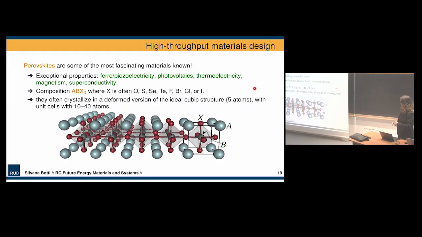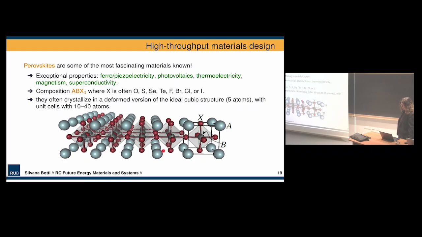So what we did some years ago, and I want to show you this example because it's also a nice example of interaction with experiments, we started with this ABX3. This is the cubic perovskite, the smallest possible unit cell that you see here.